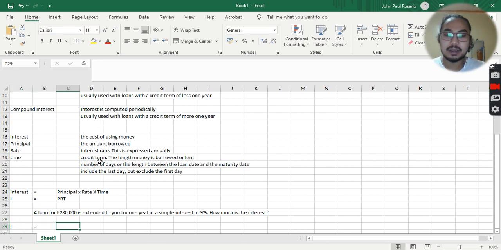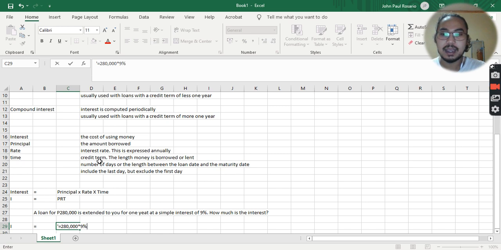So, our principal is, di ba, 280,000 pesos. And then, you multiply that by the rate. Our rate here is 9%. So, you can express it as 9%. Pero kung mag-calculator man ka, this is usually 0.09. So, I hope you know how to convert percentages into decimal points. By converting percentages into decimal points, you simply divide the percentage form by 100. So, 9 over 100 is 0.09. Okay? So, times.